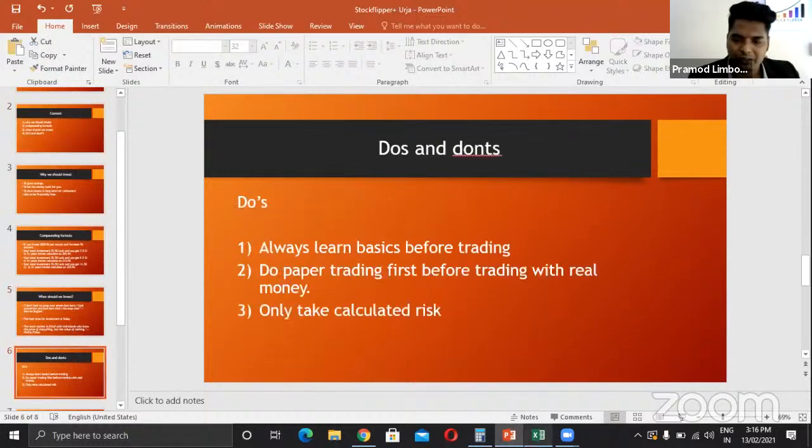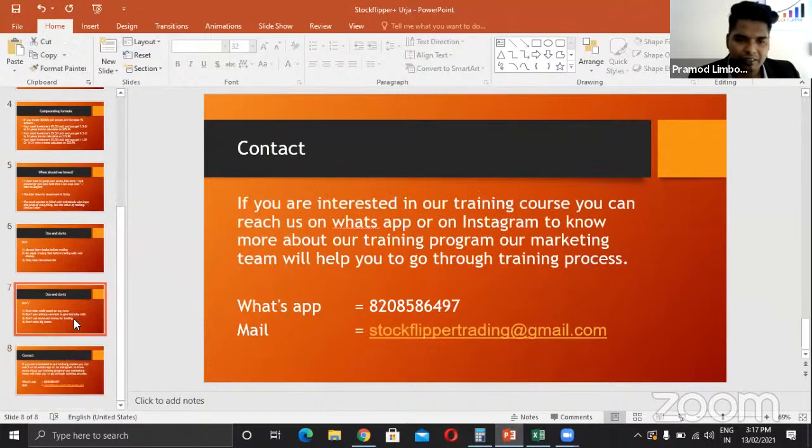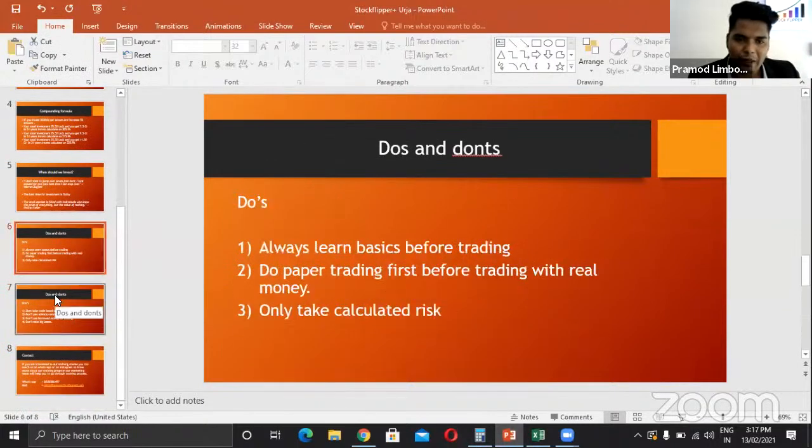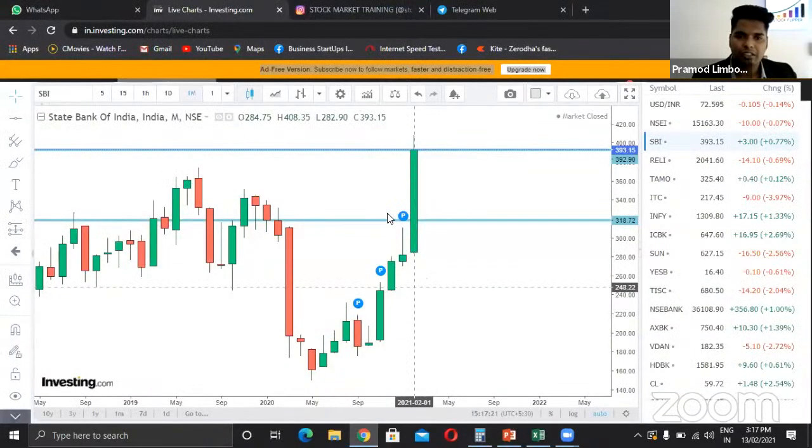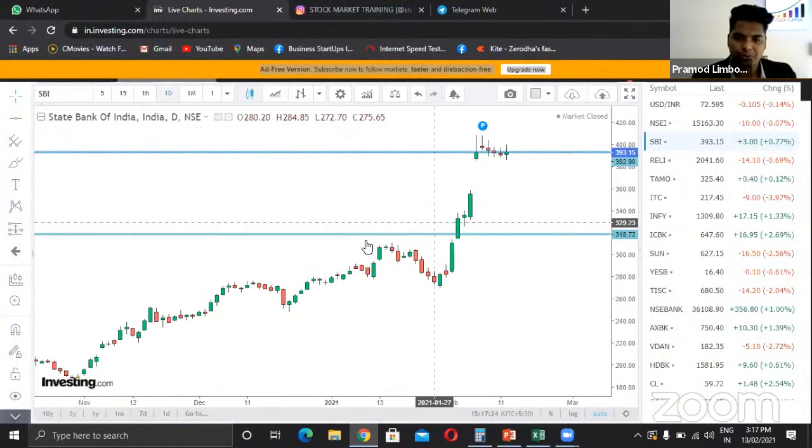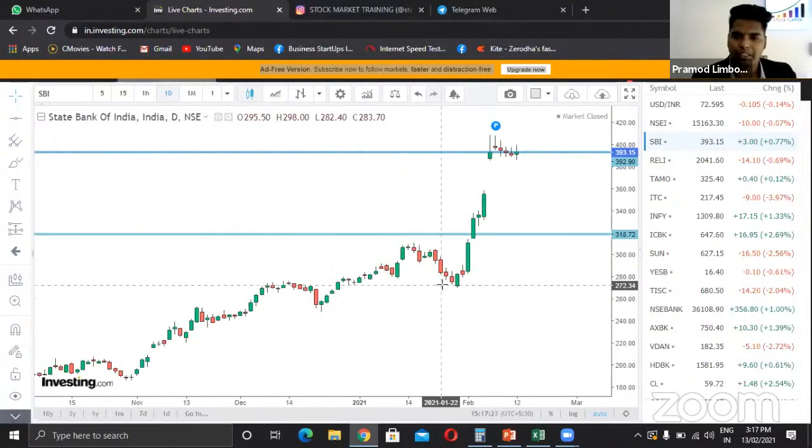Now the do's and don'ts. This is one of the things you should at least listen to first. Always learn the basics before trading. See, there are a lot of people who will tell you to invest here, invest there. This is a very good investment, this is a very bad investment. But the thing is that a lot of people still make losses, even after I'm showing you good stocks and good trades here. That doesn't mean that everyone is getting profit.